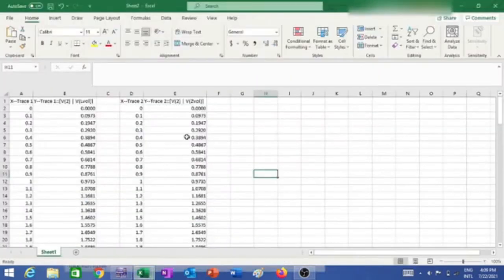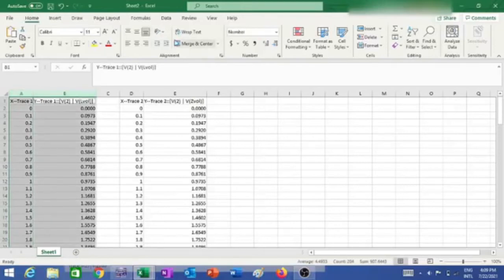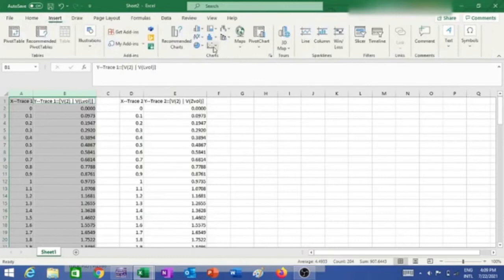So let us see. This is my Zener voltage, and this is my load voltage. Okay, so output voltage, let us check. So select this and this. I'll plot a graph for this one. And here I go to the graph.